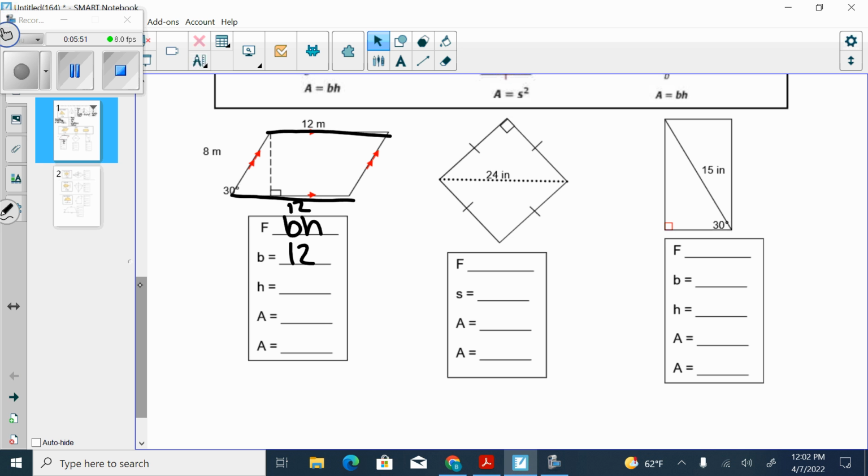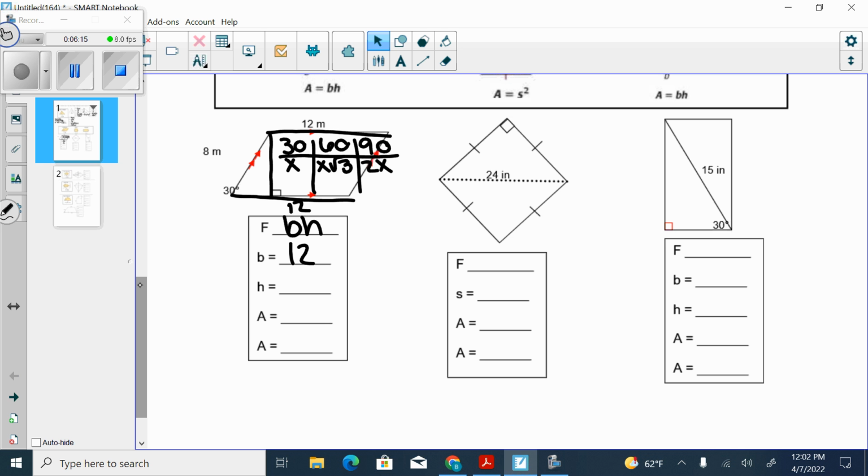Okay, do we know the height? That would be this line right here. How could we find it? All right, we've got a 30, 60, 90 again. Very good. So I got a 30, 60, 90. Like you guys said, we label those sides x, x square root of 3, and 2x.